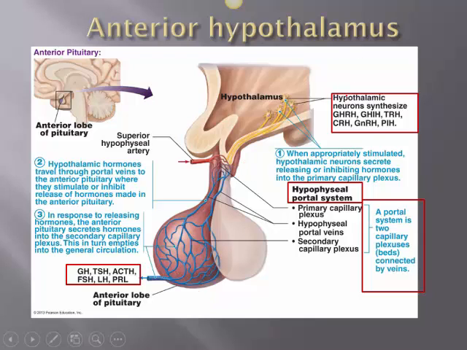So they secrete their hormones which go into the bloodstream, which goes into the anterior pituitary, and then they either stimulate or inhibit the secretion of hormones from the anterior pituitary. These are the hormones which are secreted from the anterior pituitary. Growth hormone, so that is controlled by either the growth hormone releasing or the inhibiting. Thyroid stimulating hormone, which is controlled by the thyroid releasing hormone.